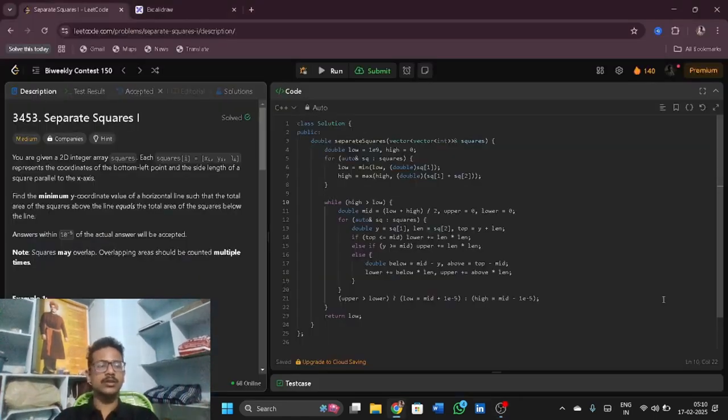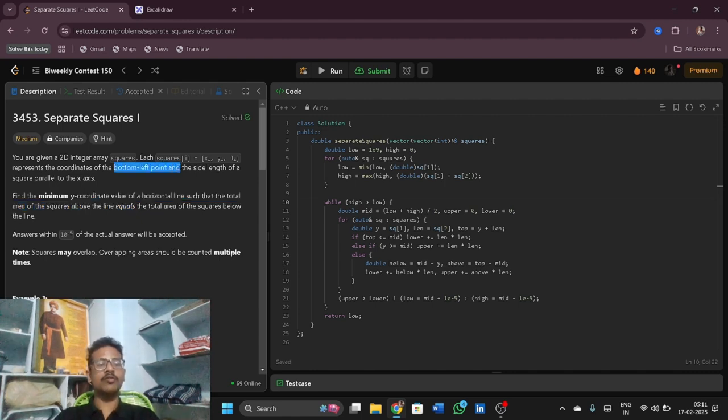So, hello everyone. Let's now discuss this question, Separate Squares 1. We are given a 2D integer array squares. Each squares[i] has xi, yi and length li. Now, we need the minimum y coordinate value of a horizontal line such that the total area of squares above the line equals the total area of the squares below the line.